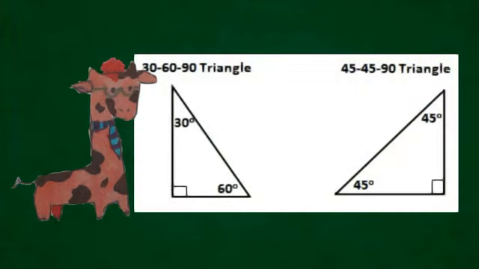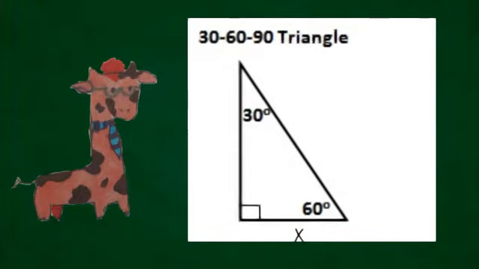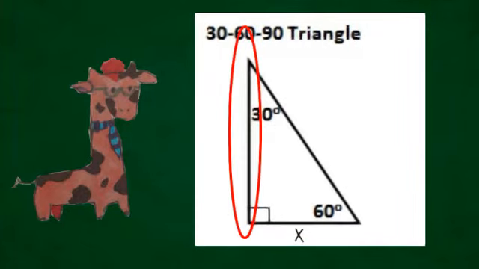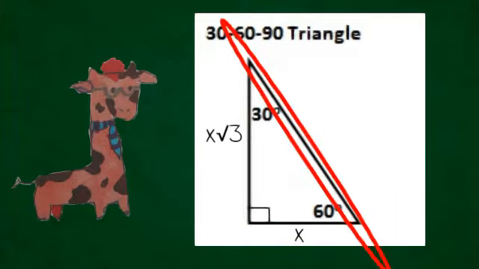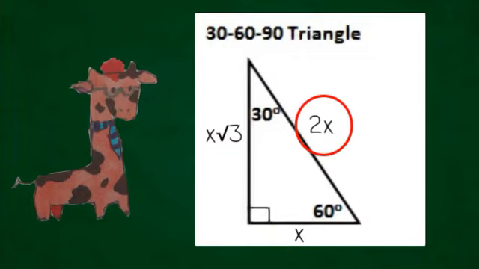Now we are going to learn how to find each of these sides using the others that are available to us. For a 30, 60, 90 triangle, to find the long side, you take the short side and multiply it by the square root of 3. For the hypotenuse, you take the short side times 2.